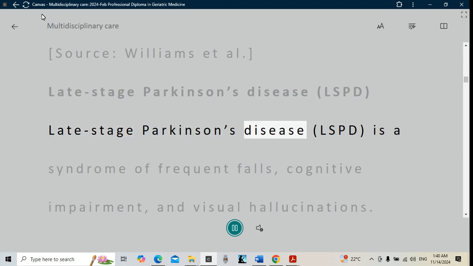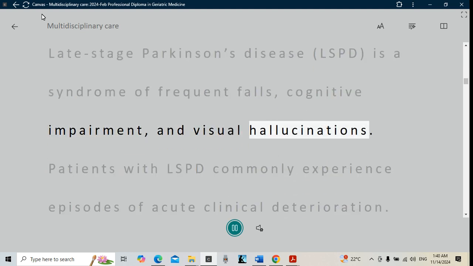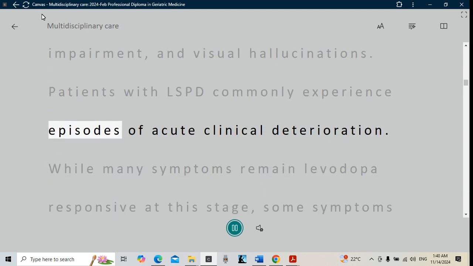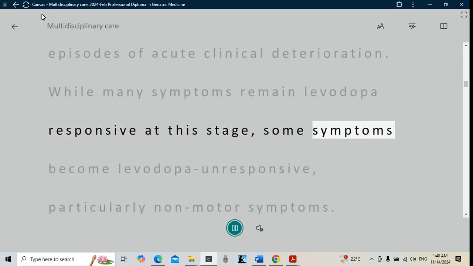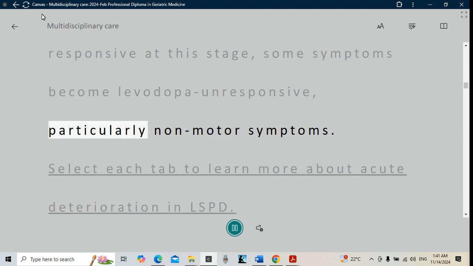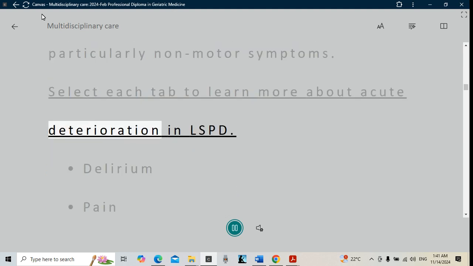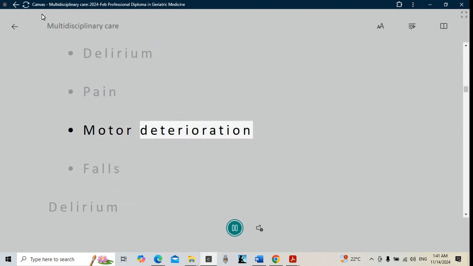Late-stage Parkinson's disease, LSPD. Late-stage Parkinson's disease, LSPD, is a syndrome of frequent falls, cognitive impairment, and visual hallucinations. Patients with LSPD commonly experience episodes of acute clinical deterioration. While many symptoms remain levodopa responsive at this stage, some symptoms become levodopa unresponsive, particularly non-motor symptoms. Select each tab to learn more about acute deterioration in LSPD. Delirium. Pain. Motor deterioration. Falls.